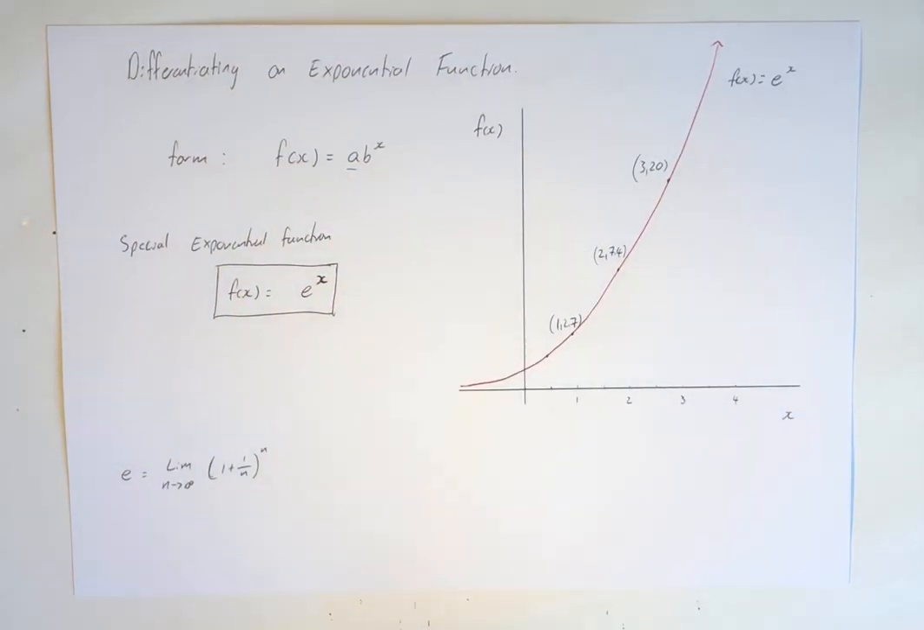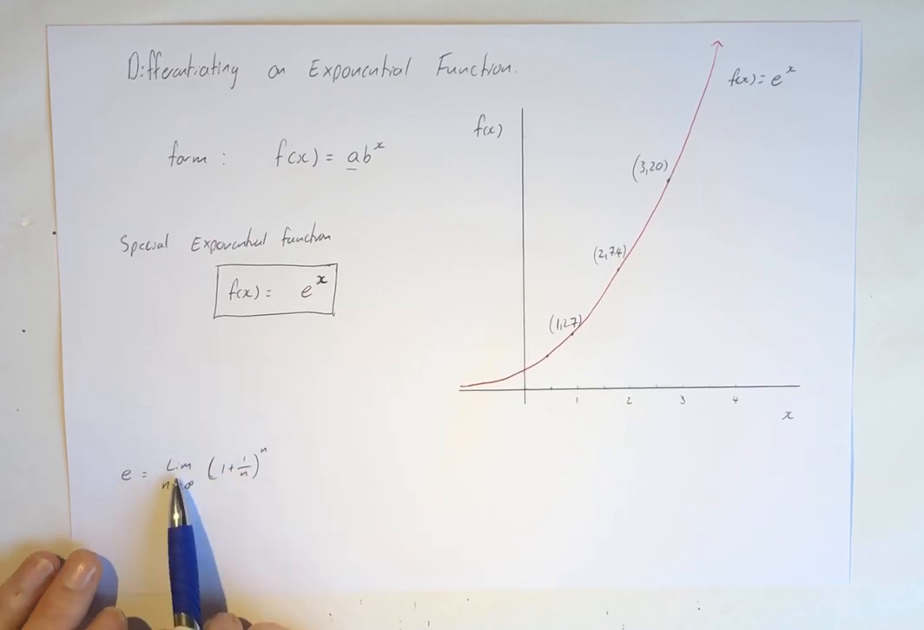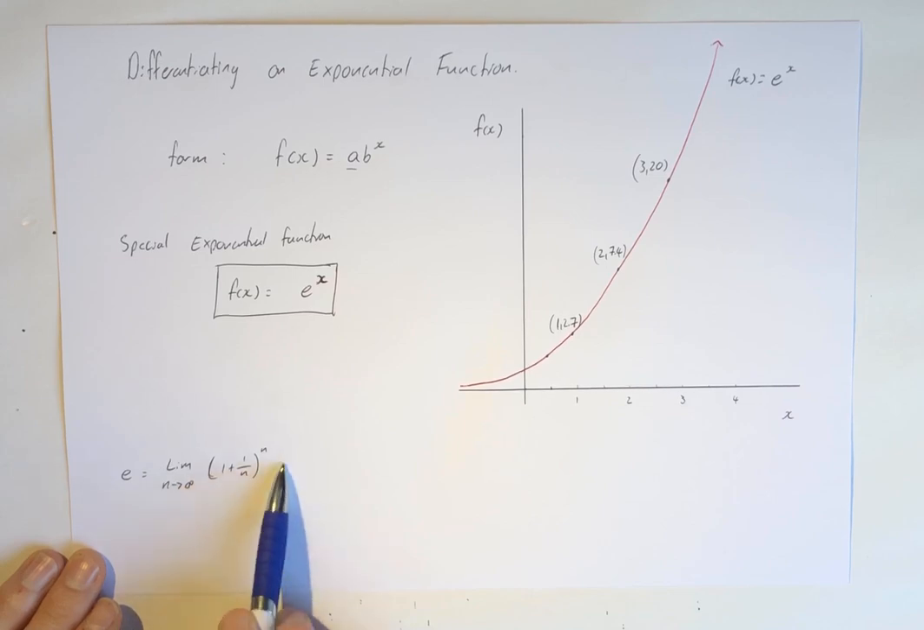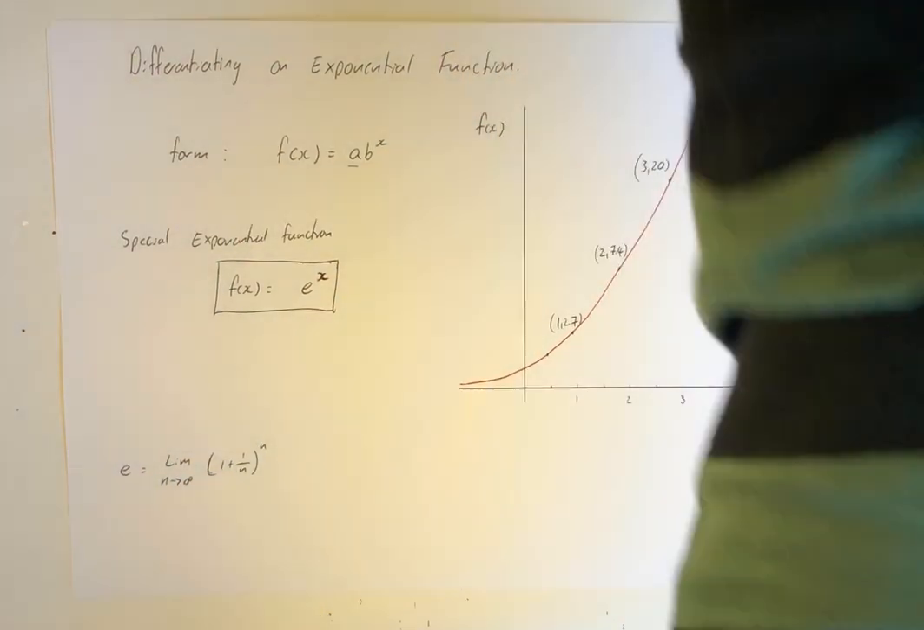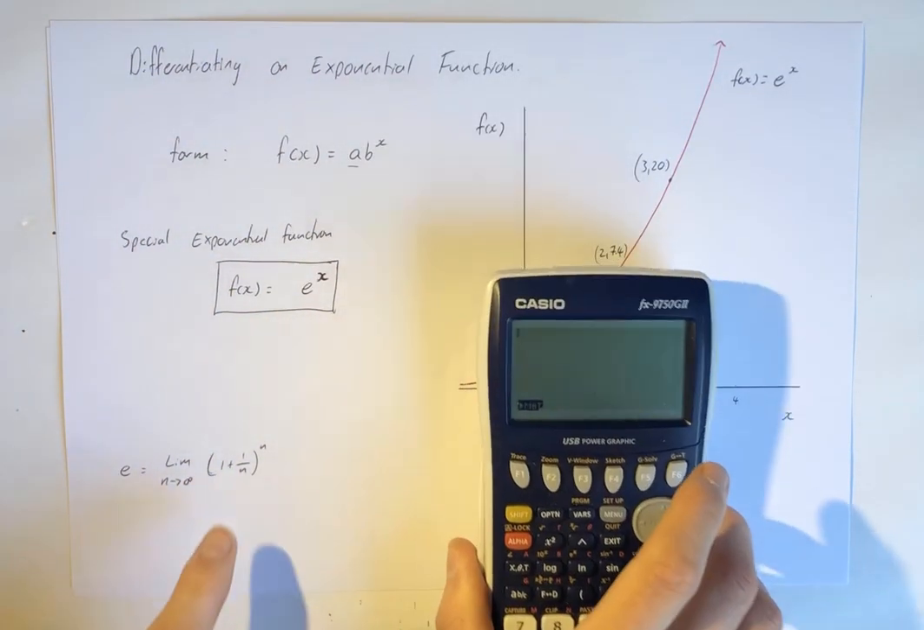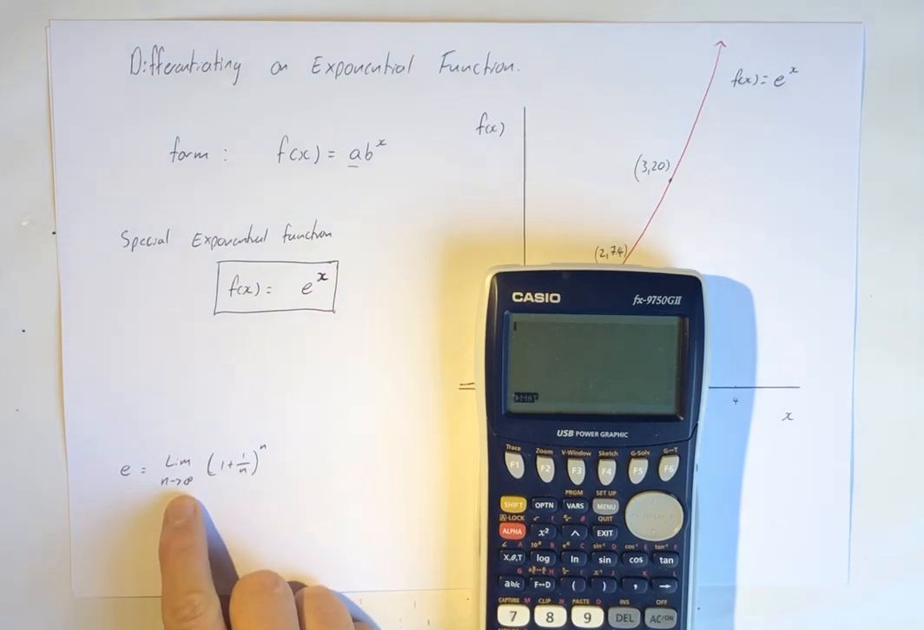But first of all, what is e? Well, e is kind of like pi. It's an irrational number, and it has this definition here. So e is the limit, which we've gone through before, as n goes to infinity of this function here. So let's have a look at what that might look like. Let's have a look at what's going to happen as we go to infinity.